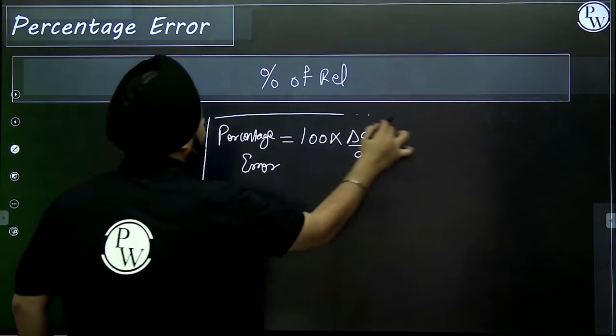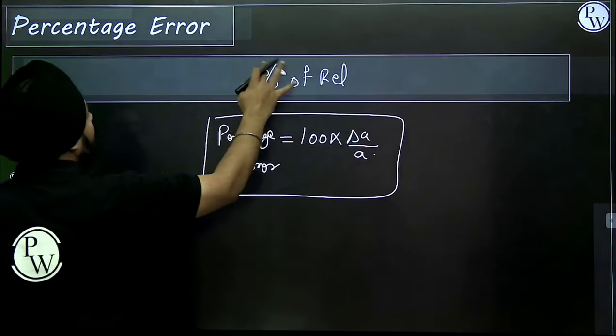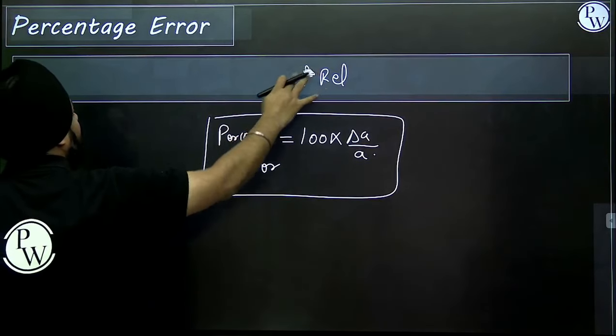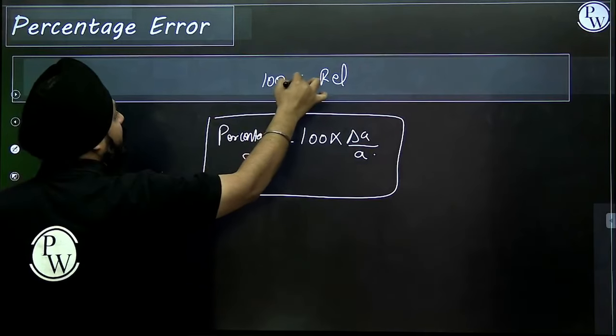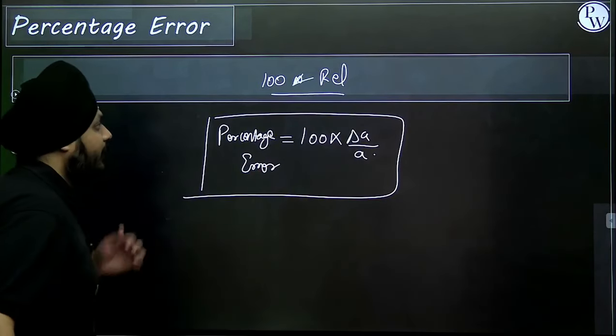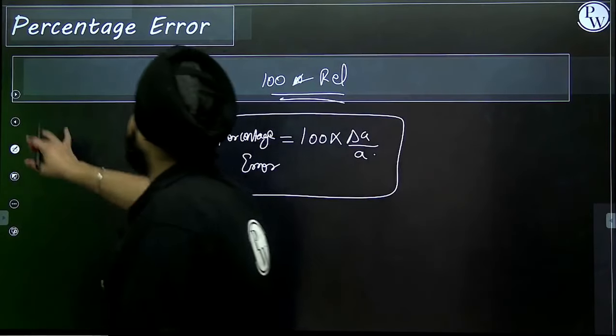Whenever we are multiplying the relative error with 100, it is the percentage error. So we are defining it as 100 into relative error. So these are the 3 types of the error.